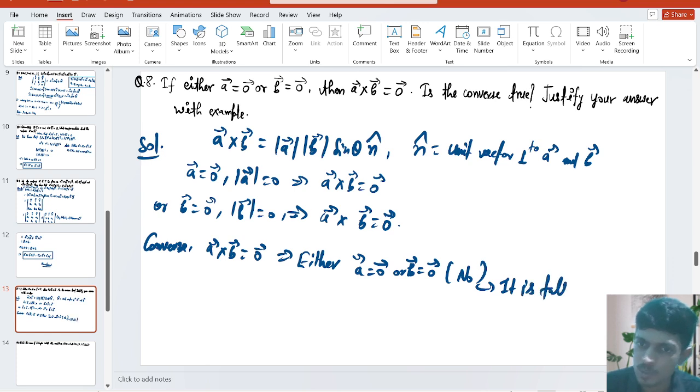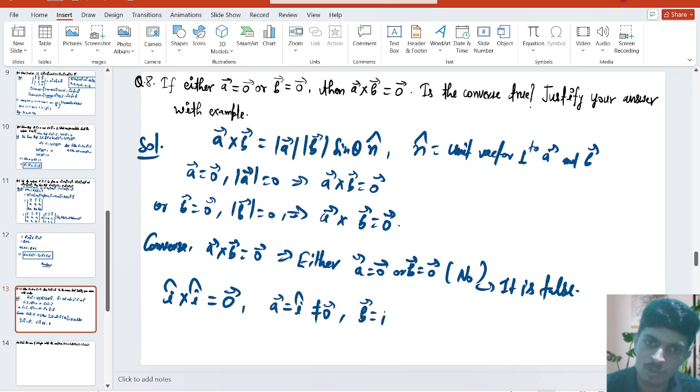Why? Taking the example here, i cap cross i cap becomes what? It makes an angle of 0 degrees with itself, so it becomes vector 0. And you see that vector A, this is i cap, is not equal to vector 0, and vector B is also i cap and is also not a 0 vector. So i cap cross i cap becomes vector 0. Here is the example. I hope it is clear. So is the converse true? No, it is false.